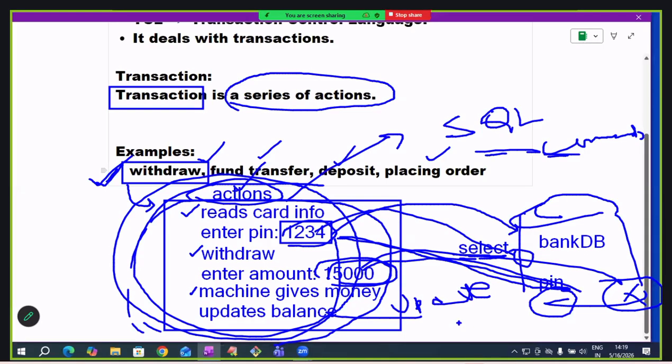Like this. You take any transaction, the transaction contains a series of actions. We have to follow this step-by-step procedure and we have to follow the order also. First the machine is giving money, then it is checking whether sufficient funds are available or not. That is a mistake. Some order must be followed here. It is a series of steps, a step-by-step procedure. Order is mandatory here.